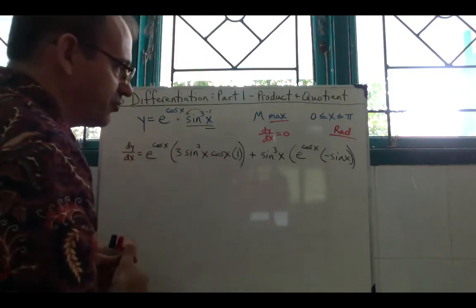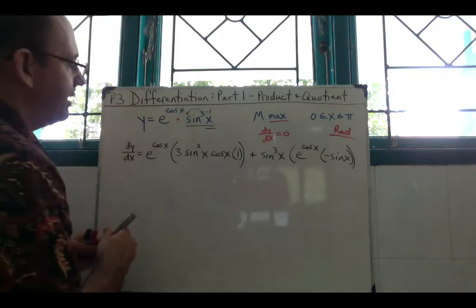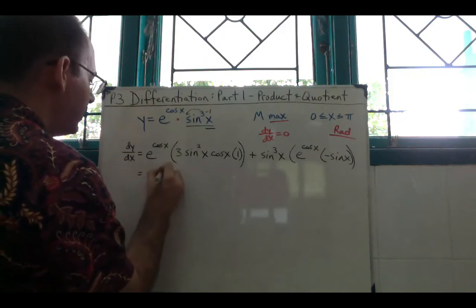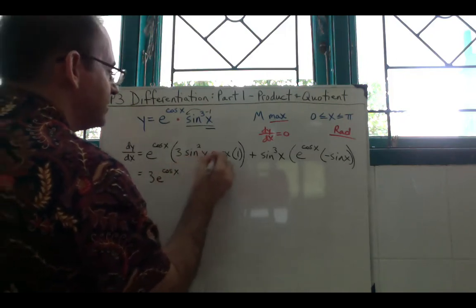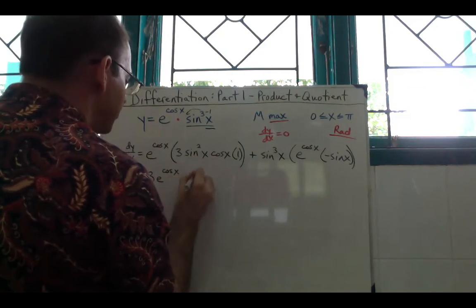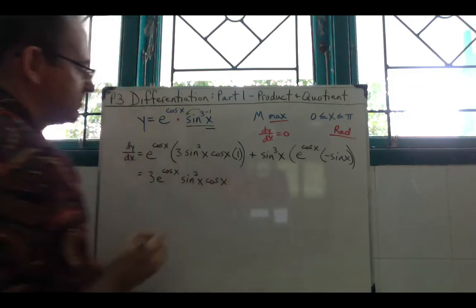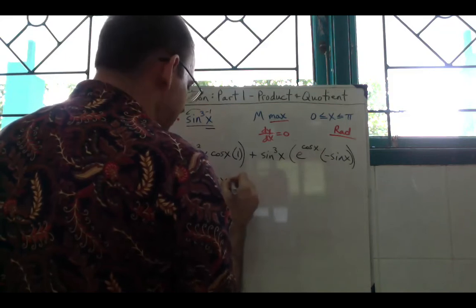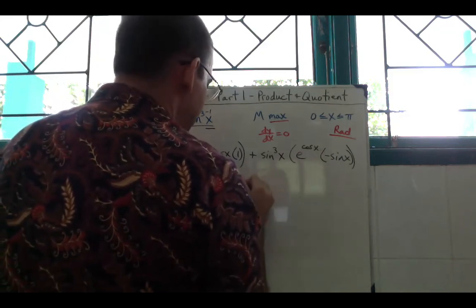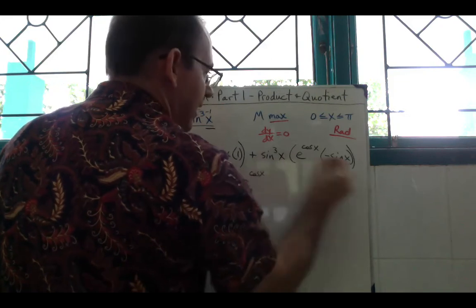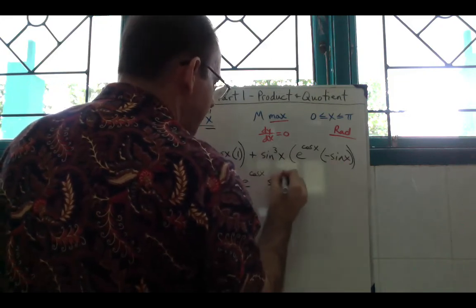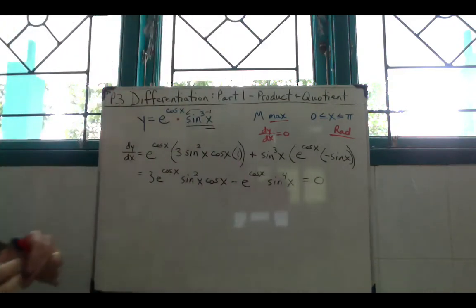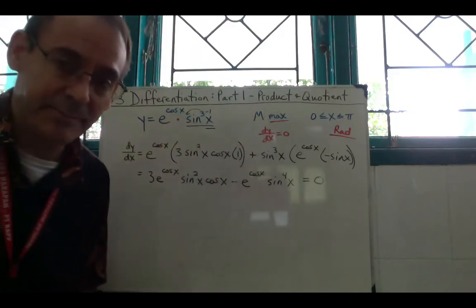Now let's try to smooth this out a little bit. So here we would get a 3e to the cosine x sine squared x cosine x, plus, or actually minus, because we have this negative back here, minus e to the cosine x, and that gives us a sine to the 4th power x, and all of this has to equal 0 because of M being the maximum.